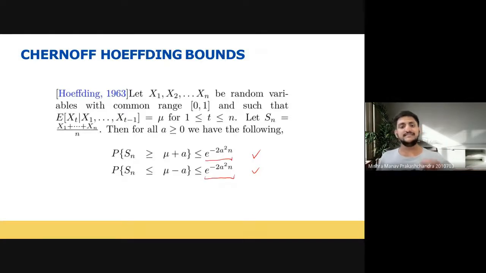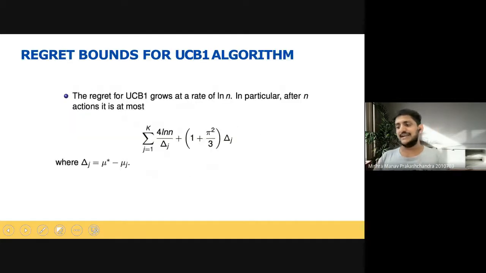So this is an important result that we don't need to prove how we get here, but this result is actually useful when we try to do the derivations for the regret bound and the PAC bounds. Okay, so this was something which was covered.